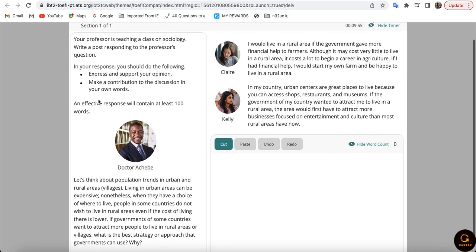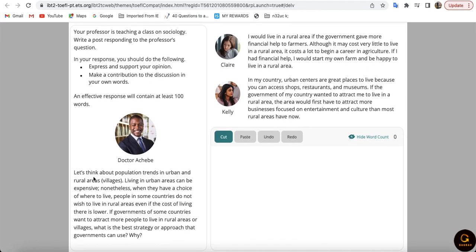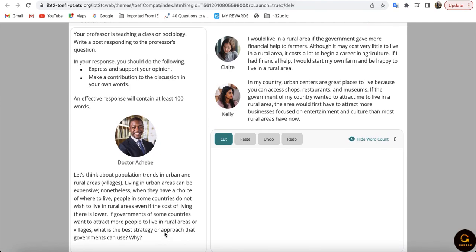We have to express and support our opinion, make a contribution to the discussion. So let's think about population trends in urban and rural areas, villages. Living in urban areas can be expensive. Nonetheless, when they have a choice of where to live, people in some countries do not wish to live in rural areas, even if the cost of living there is lower. If governments of some countries want to attract more people to live in rural areas, villages, what is the best strategy or approach that the government can use and why? We have to give a best strategy and the reason.